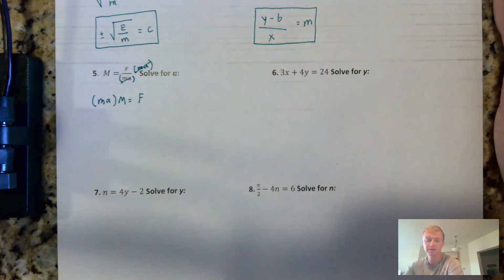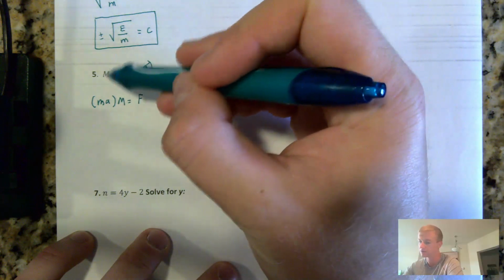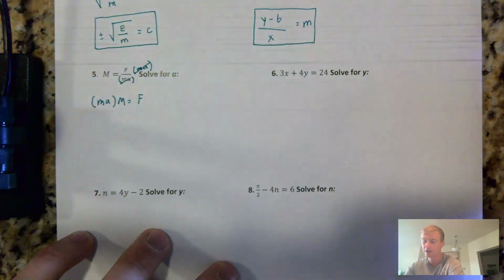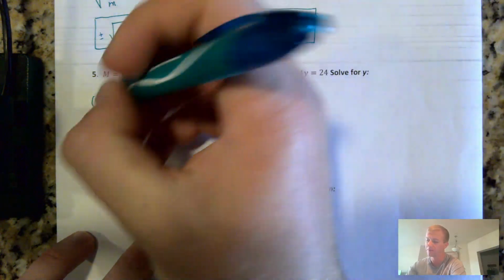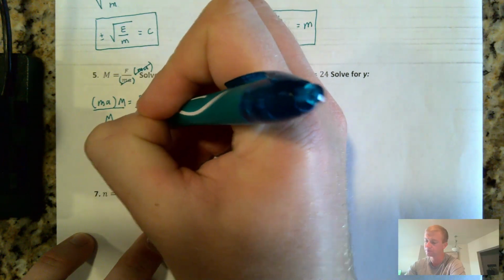So what I did there was basically a 2-step process where I said, hey, I can cancel these out, but I also need to multiply the entire side over there. Now, since this is being multiplied by that big M, I'm going to divide by that big M over there.